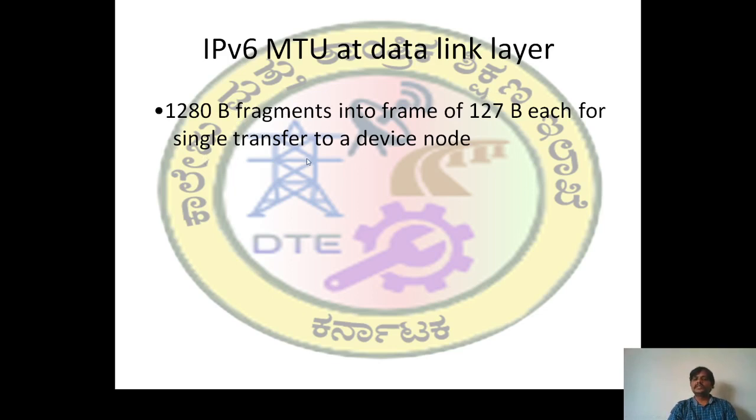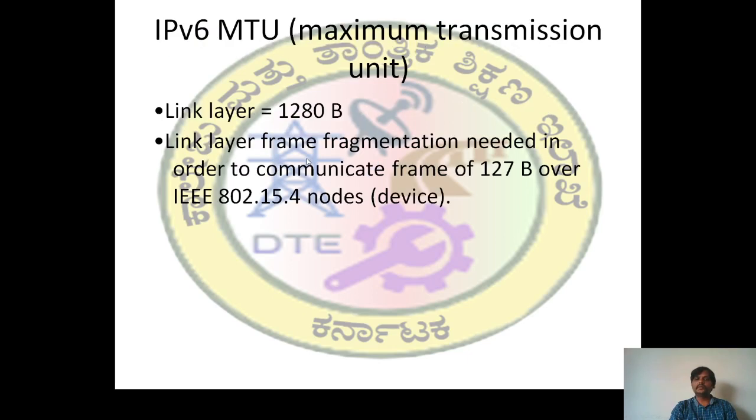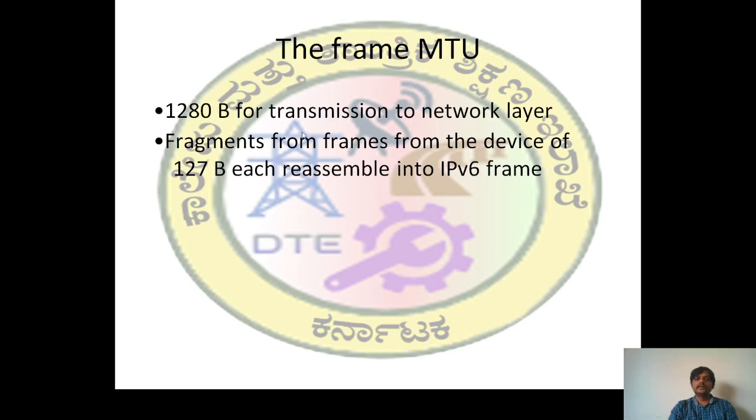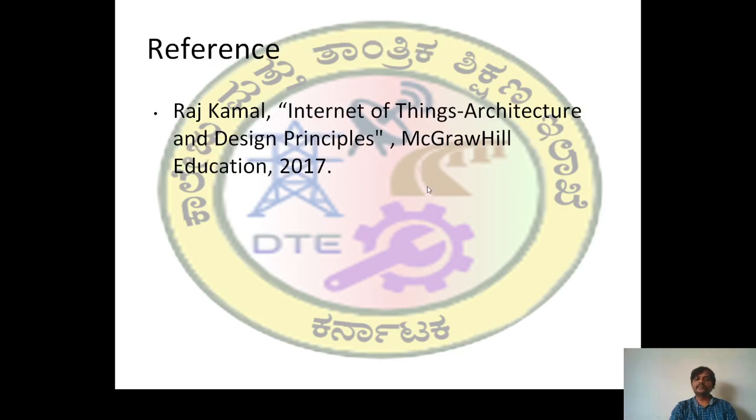Each is for a single transfer to a device node. Maximum transmission unit, that is MTU, at the link layer, is 1280 bytes. Link layer frame fragmentation is needed in order to communicate frames of 127 bytes over IEEE 802.15.4 nodes or devices. A frame of MTU 1280 bytes is for transmission to the network layer. Fragments from frames from the device of 127 bytes each reassemble into an IP version 6 frame.